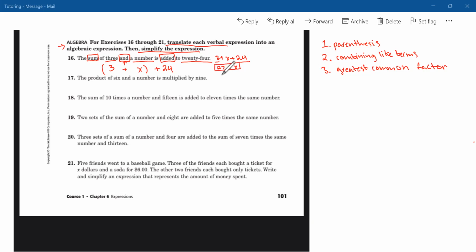And that is our final answer. Now let's try number 18, since it seems to be a bit more difficult.